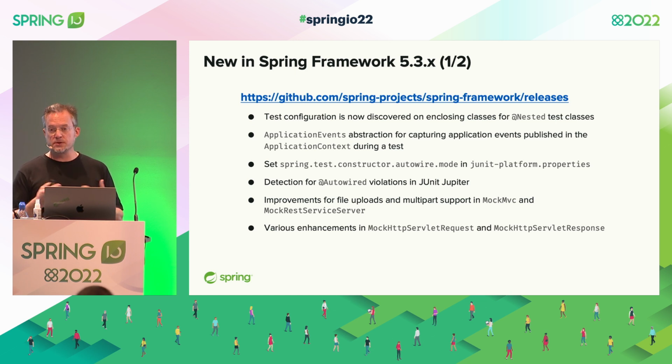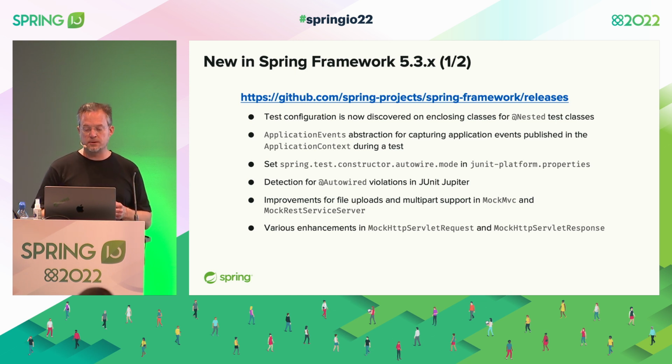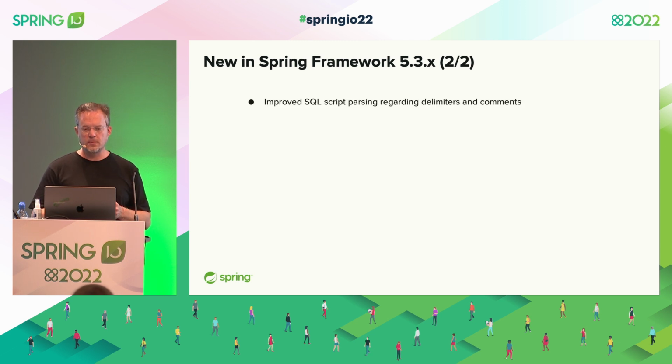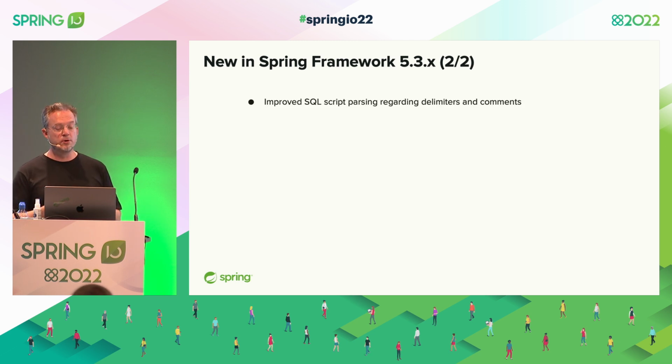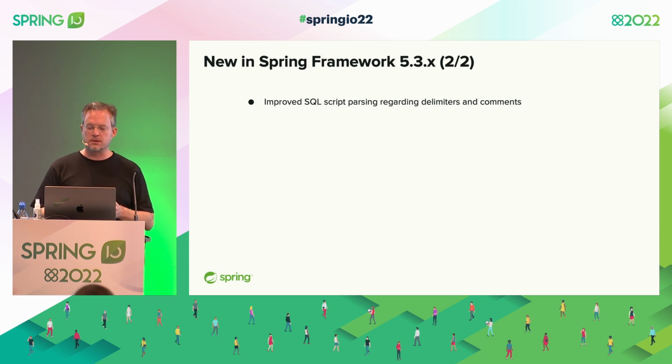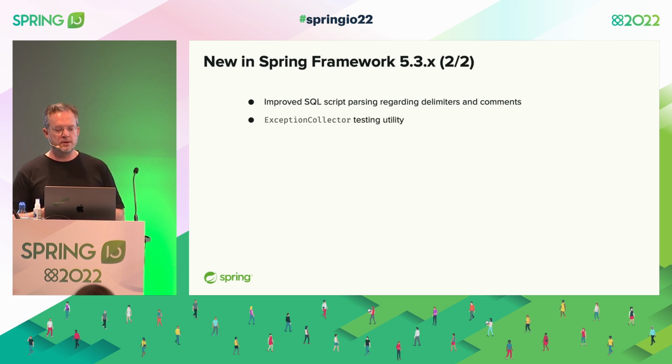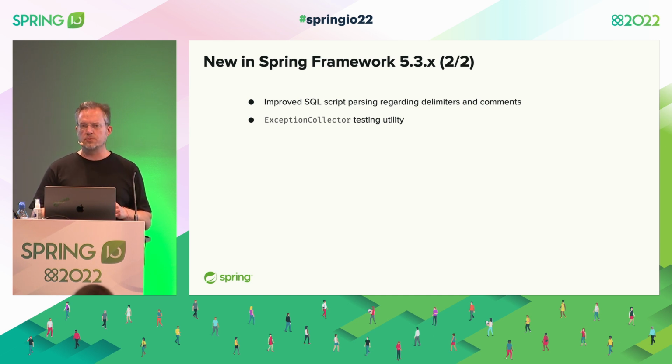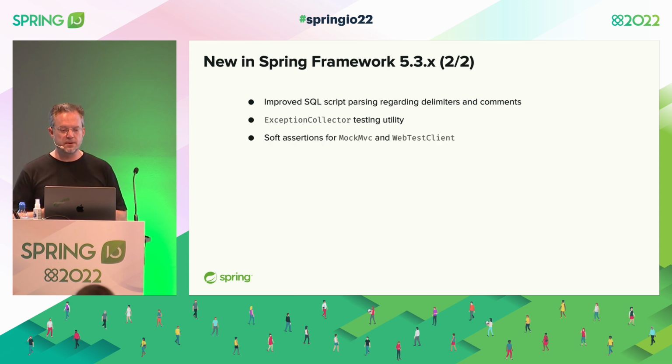We have various improvements for MockMvc support and the MockRestServiceServer, and also various enhancements for our mocks for the Servlet API for requests and responses. We have improved support for parsing SQL scripts with regard to the delimiters and comments and nested comments and nested delimiters and stuff like that. Basically, it can parse more than it could before. In the testing framework itself, there's a new class called ExceptionCollector. If you want to write your own kind of soft assertions, which I'll talk about in a second, you could use this. I just want to point that out in case anyone has some advanced use cases there.